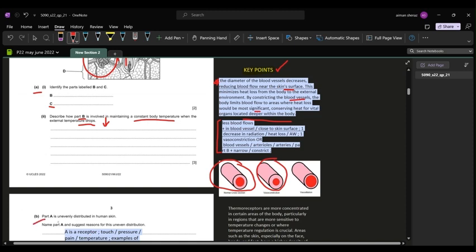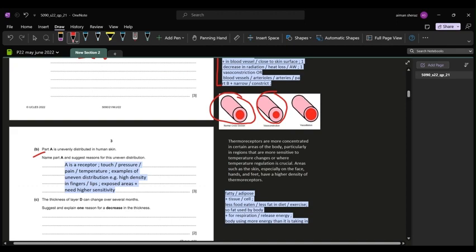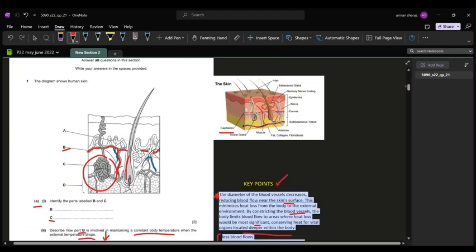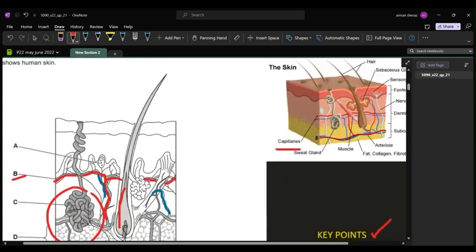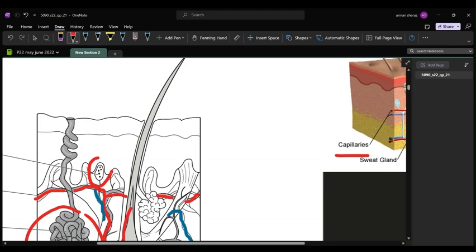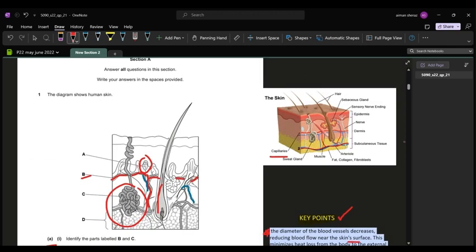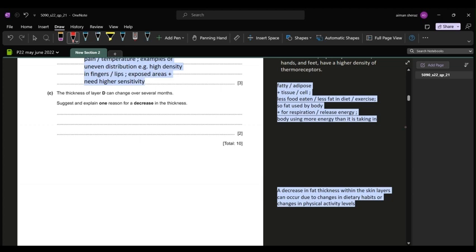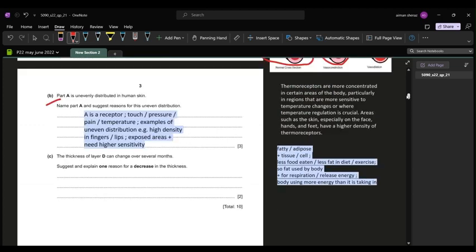Part B. Part A is unevenly distributed in human skin. Name Part A and suggest reasons for this uneven distribution. So if we go back to the diagram to identify what was Part A, we can see it was the thermoreceptors. This is Part A and these are the thermoreceptors that are present in your skin. So they've asked you that why is there uneven distribution of thermoreceptors in the skin?